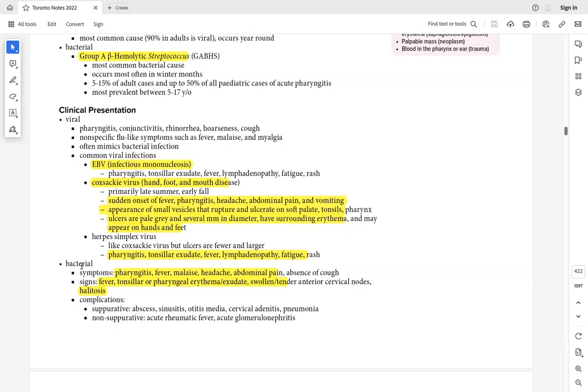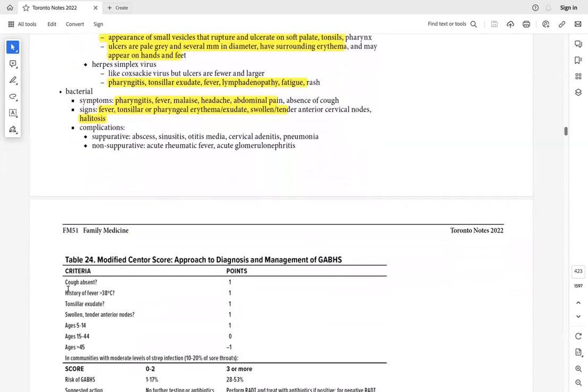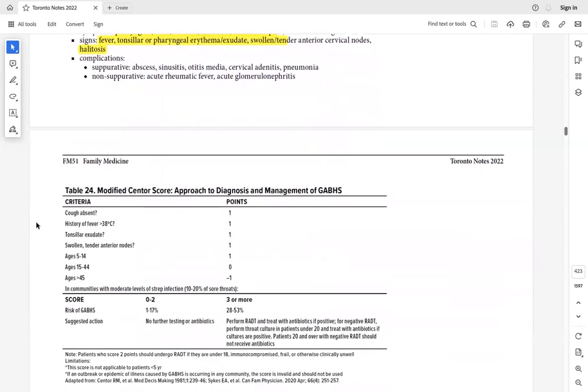Then for bacterial, what is in bacterial? The patient will present with pharyngitis, fever, malaise, headache, abdominal pain, absence of cough. Signs are fever more than 38. Then tonsillar or pharyngeal erythema or exudate, swollen tender anterior cervical nodes, and halitosis. You should know this, the McIsaac criteria.